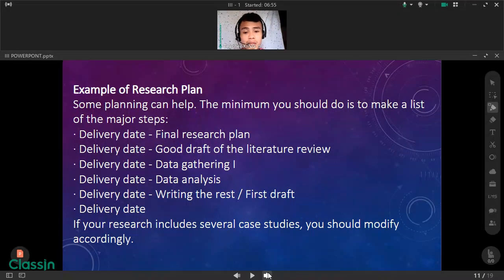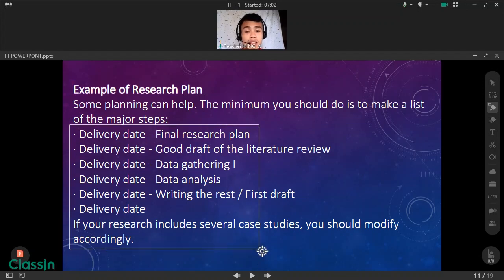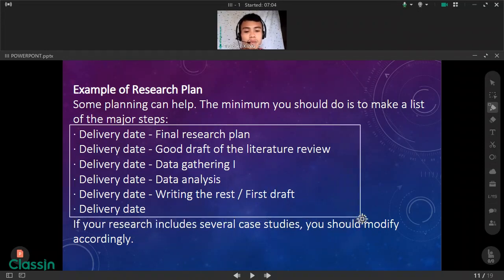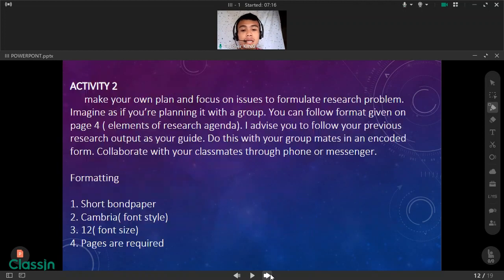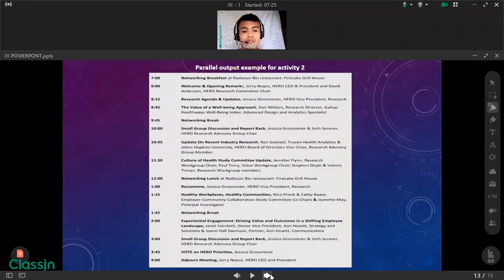Now, how are you going to make this? Of course, you have to remember that there are always dates. Your plan should have dates, so you are aware of your schedule on when and where you are going to accomplish this for a specific period of time. Next, for the form, I'm going to give you the format, don't worry.